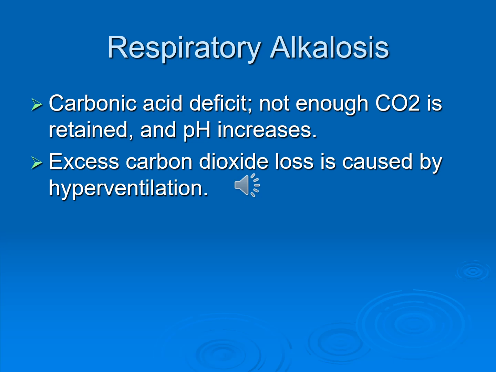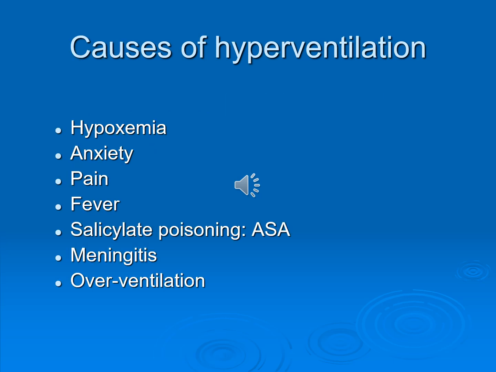Respiratory alkalosis. This can be related to a carbonic acid deficit. So there's not enough CO2 that's retained and the pH increases. You have excess carbon dioxide loss, which is caused by hyperventilation. What are some causes of hyperventilation? This should be a refresher for you. So things like hypoxemia, anxiety, pain, fever, aspirin poisoning, meningitis, and overventilation.